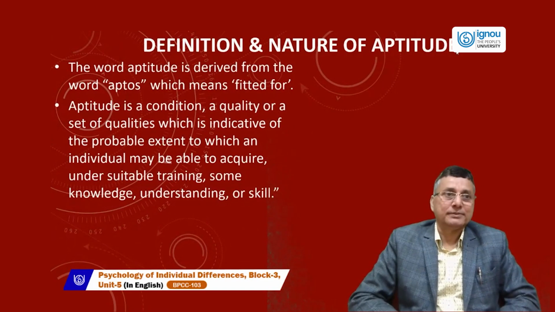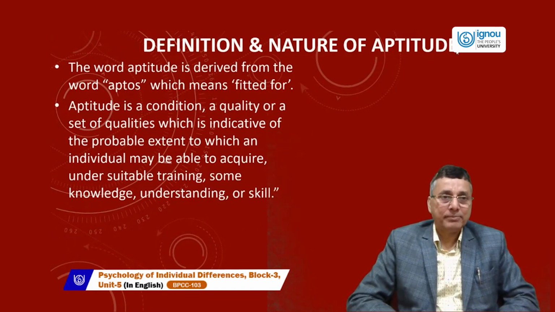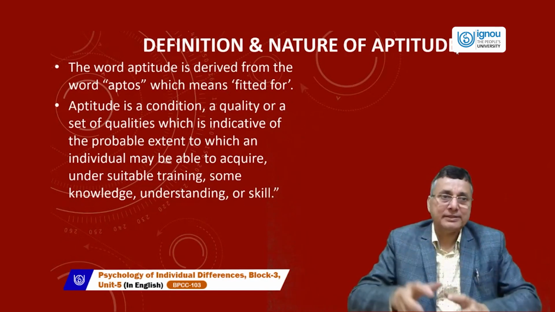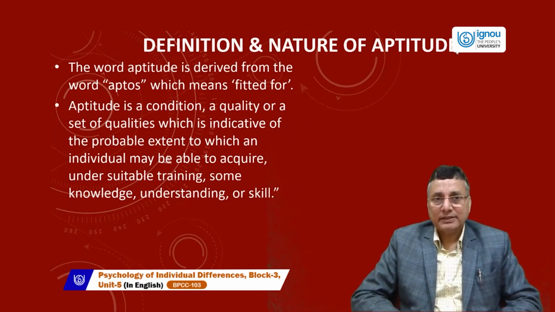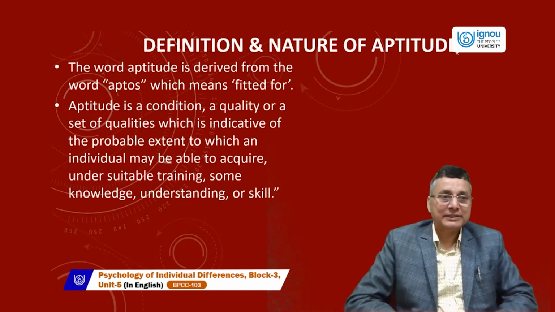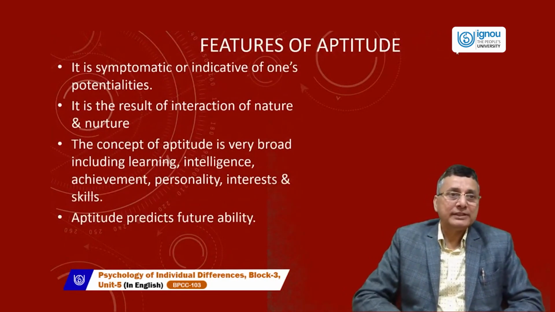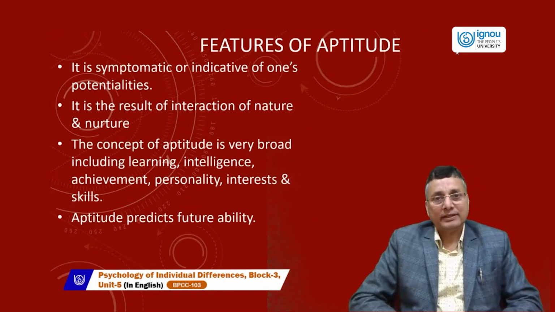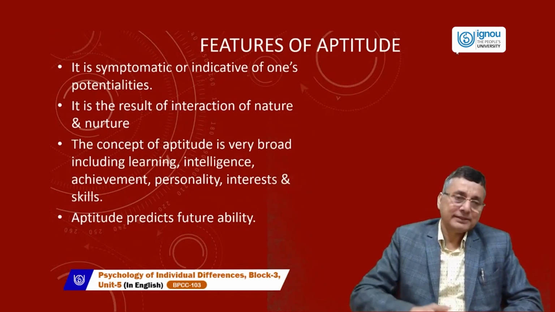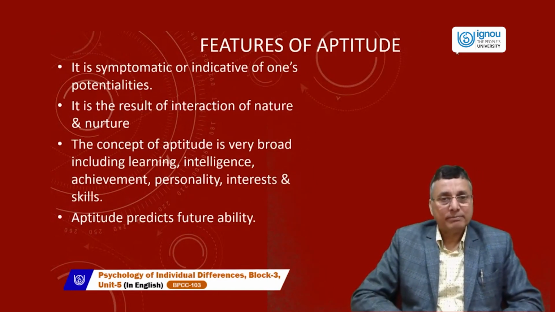So let us define aptitude. The word aptitude is derived from the word aptos, which means fitted for, suitable, etc. So aptitude is a condition, a quality, or a set of qualities which is indicative of the probable extent to which an individual may be able to acquire, under suitable training, some knowledge, understanding, or skills. So it is symptomatic or indicative of one's potentialities. It is the result of interaction of nature and nurture, same as intelligence. And the concept of aptitude is very broad, including learning, intelligence, achievement, personality, interests, and skills.